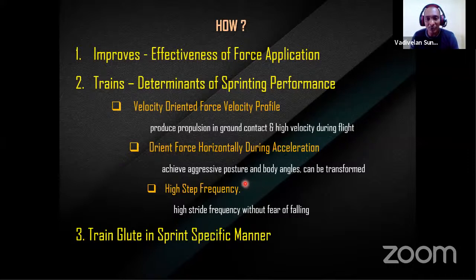While training the athlete with a weight sled, we achieve an aggressive posture of the body. The athlete may have an aggressive posture and body angles. This can be transferable again during sports performance. During weight sled training, the athlete has aggressive posture and body angles, and this can be transferable to sports performance.